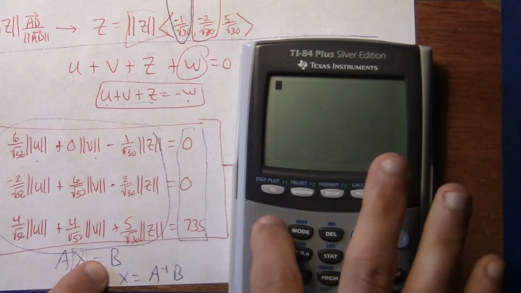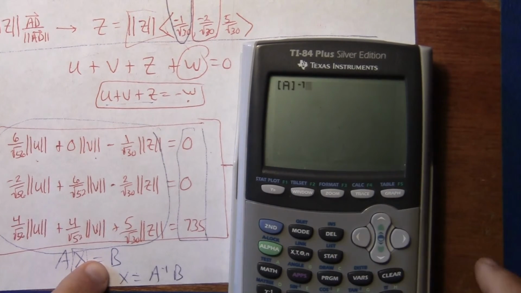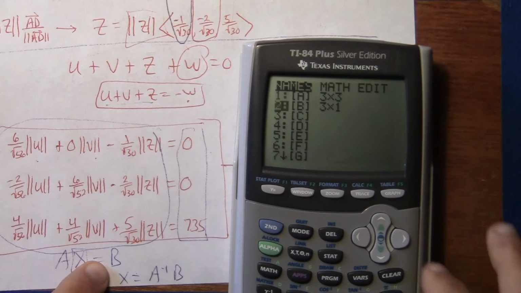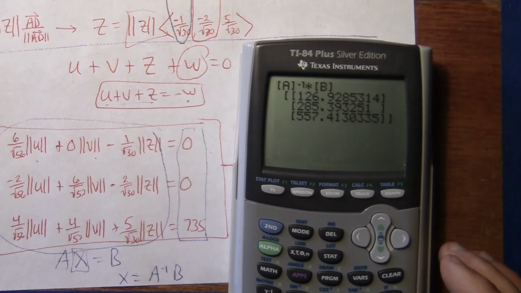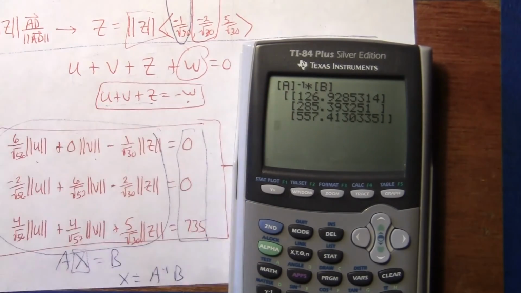So I go second matrix, this time under names, pick matrix A. I want its inverse times. Go back into the matrix category, under names, pick matrix B, hit enter, and that will be the force on each of those ropes. This one's obviously representing the U, the V, the Z.